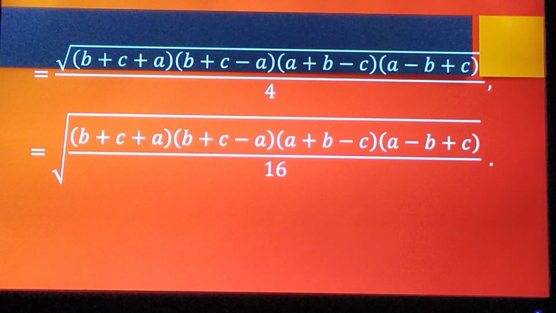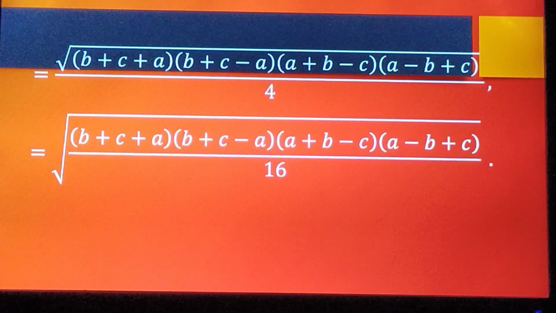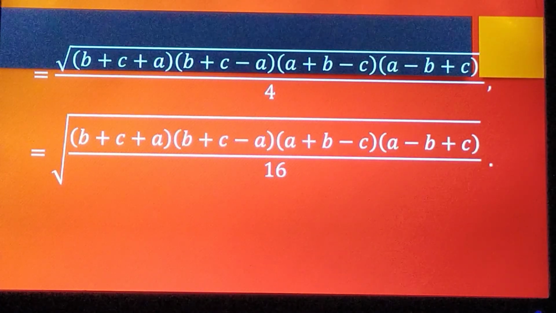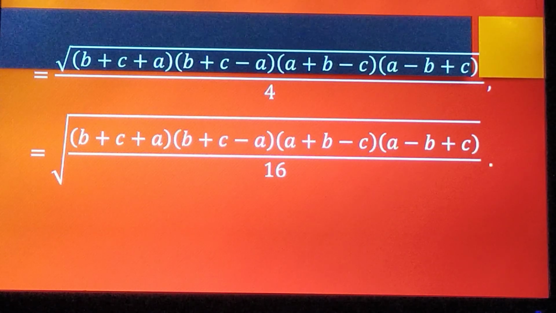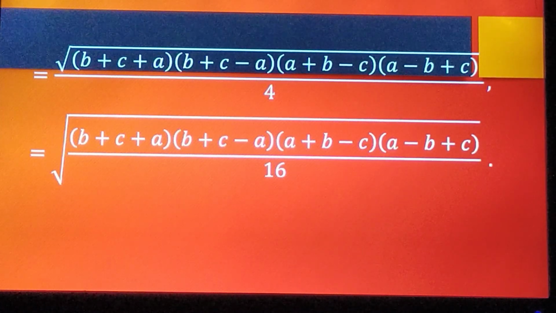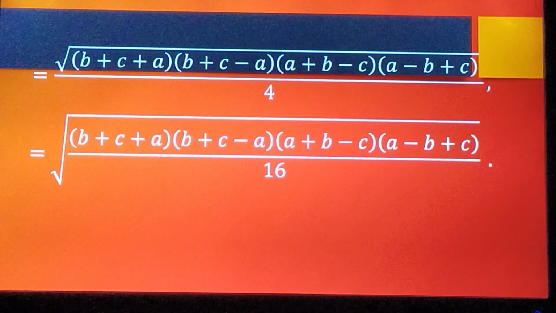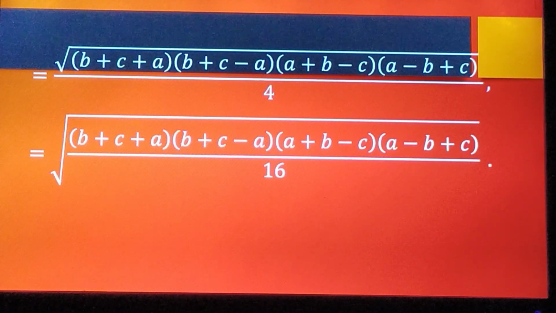So we have the square root of b plus c plus a times b plus c minus a times a plus b minus c times a minus b plus c over 16.